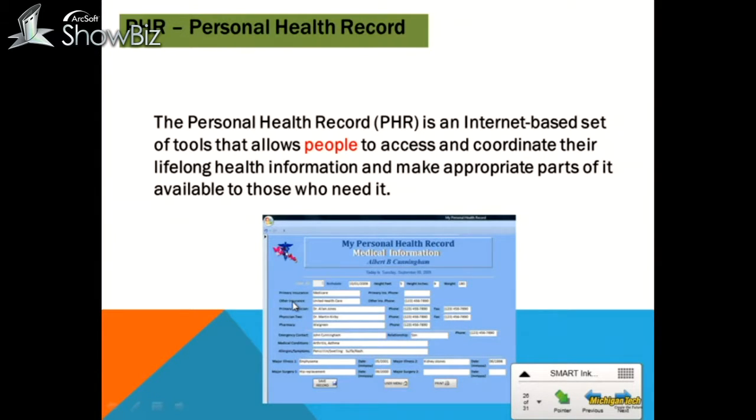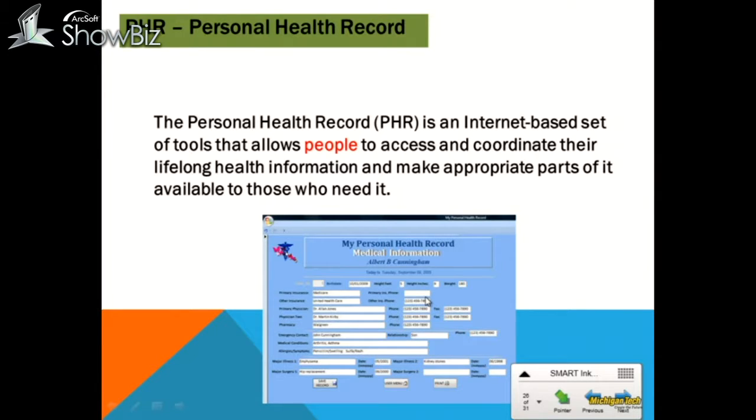Just now I mentioned the personal health records. What's the electronic personal health record? An electronic personal health record is an internet-based set of tools that allows people to access and coordinate their lifelong health information and make appropriate parts of it available to those who need it. See here, this is just an example.